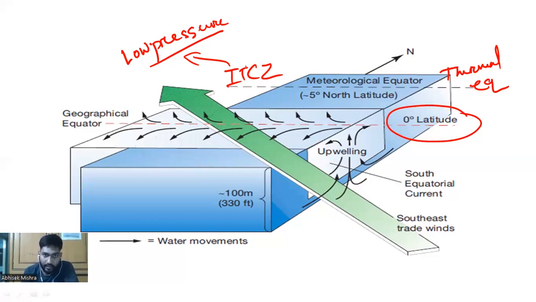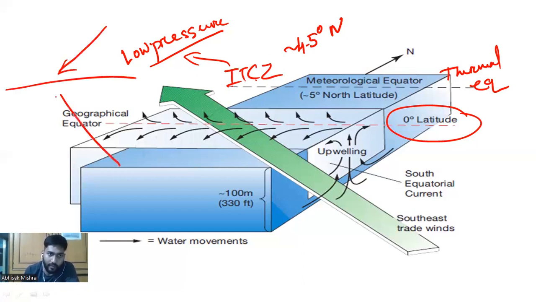is again not constant. It is moving both towards the north and towards the south. But the average position of the meteorological equator is nearly 4 to 5 degree north. Okay, 4 to 5 degree north is the average position of ITCZ. So ITCZ is known as intertropical convergence zone. Why? Because two tropical winds are converging there. What are those tropical winds?